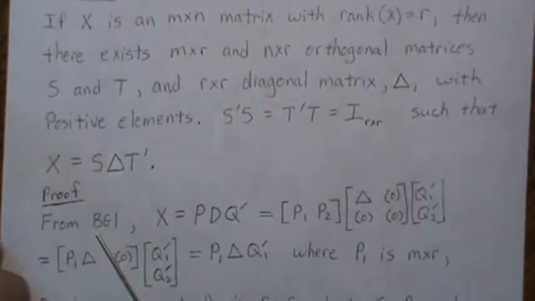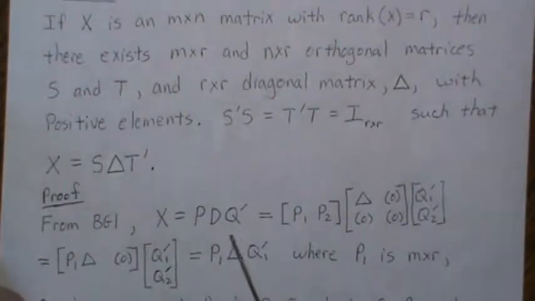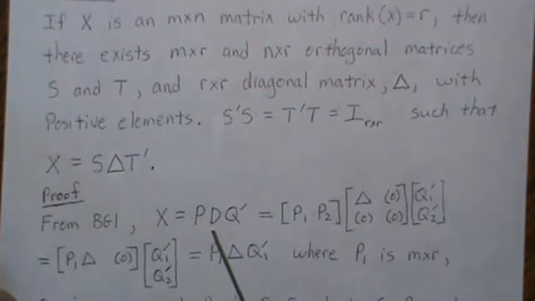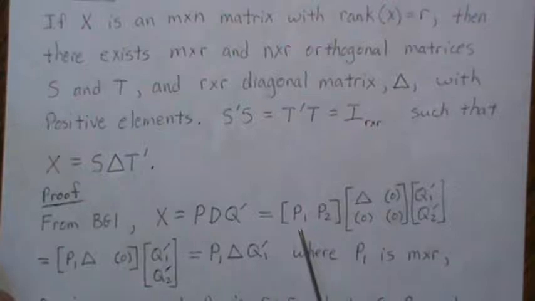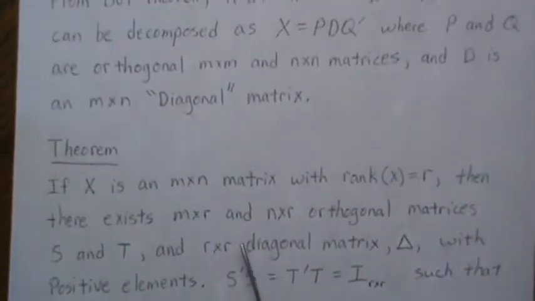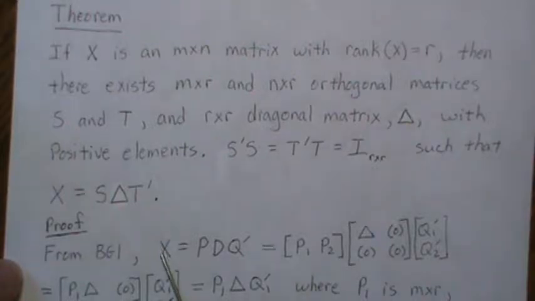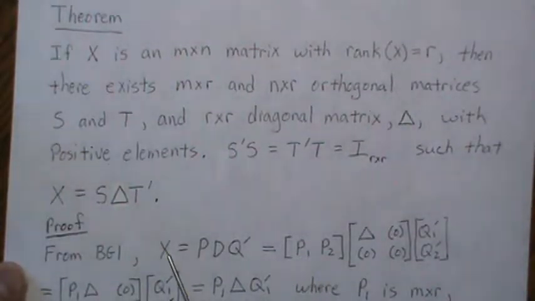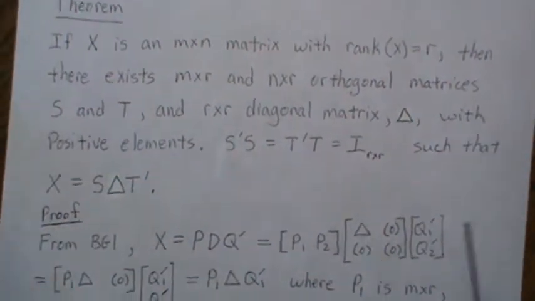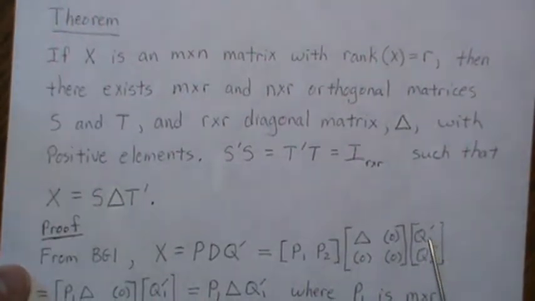So here's the proof. From background video 1, we noted that X can be decomposed into PDQ, where P, Q, and D were developed like this. P1 was m by R. Let me see, X is m by n, so that's m by R because it has m rows, so this has to have m rows, and it has R columns, the same as this. And then this diagonal, in quotes, matrix D is this, where the positive elements we call delta, and this is a square R by R matrix. And then Q can be written like this, where this is n by R.